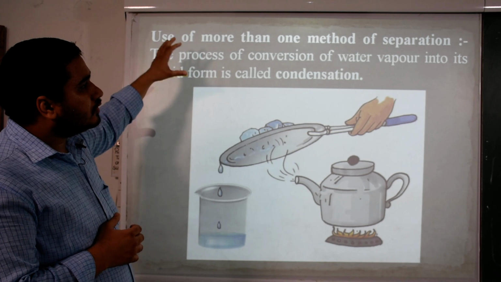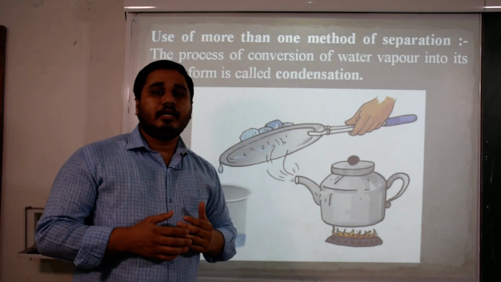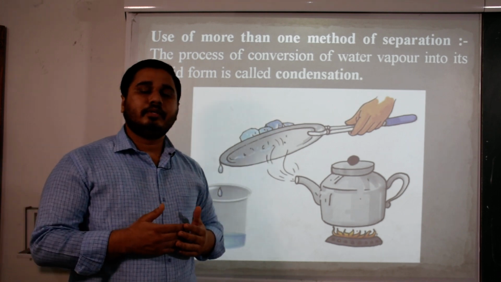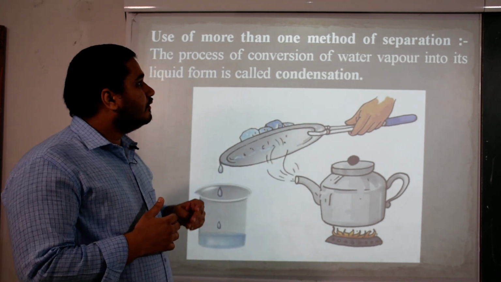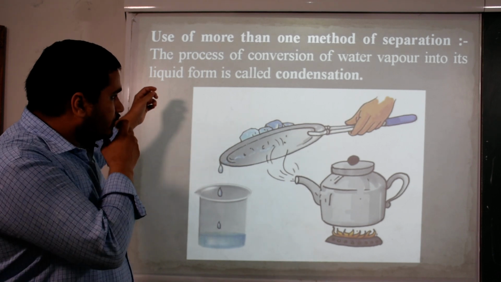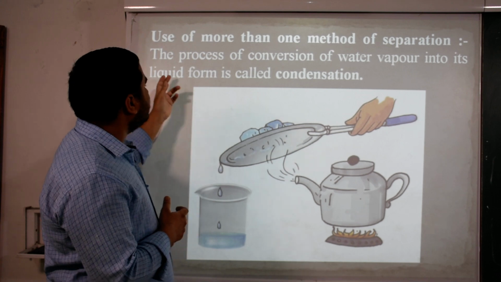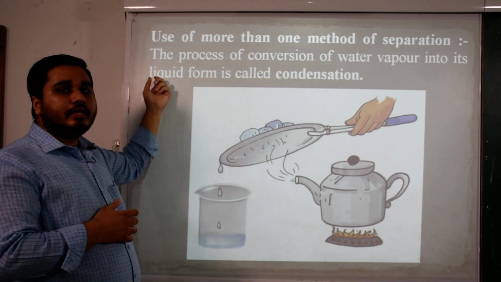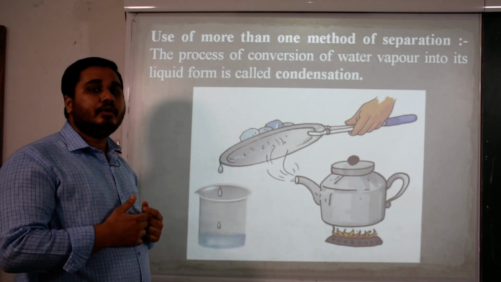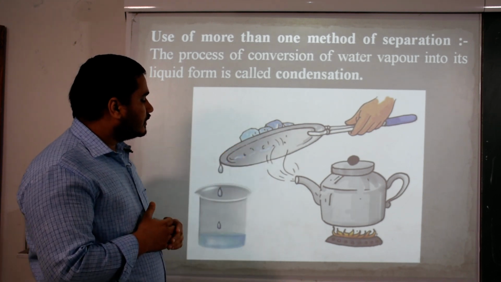Then use of more than one method of separation. Now this question comes to our mind: can we use more than one method for separating a substance? The answer is yes. Condensation: the process of conversion of water vapor into its liquid form is called condensation. Liquid form means it is converted from vapor into liquid, like ice to water. This process is called condensation.